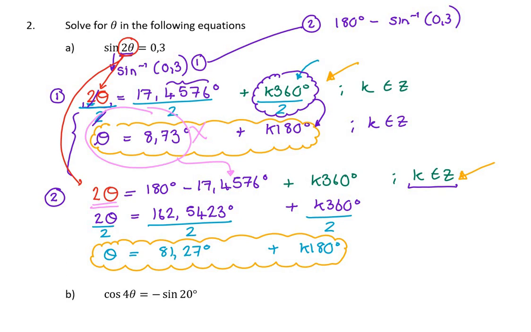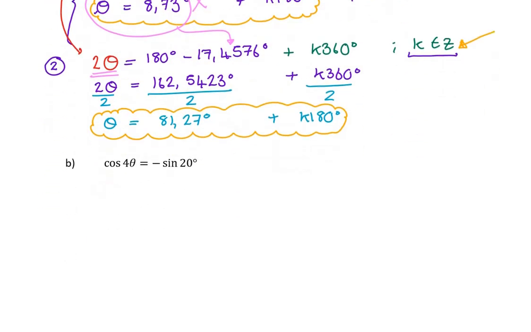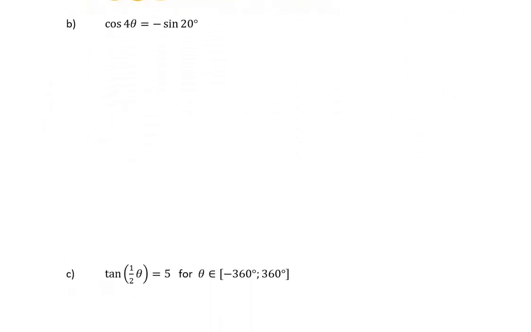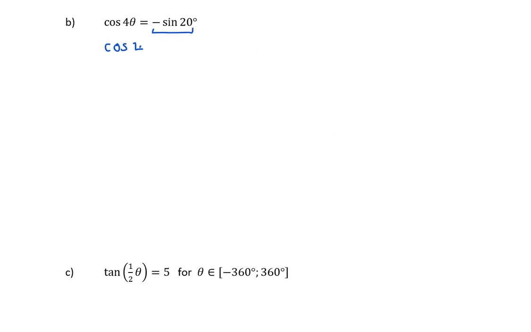Okay, so far that was definitely the trickiest. Let's look at the next one. Cos of 4 theta equals negative sine 20. Well, first of all, what is negative sine 20? That must be equal to something.